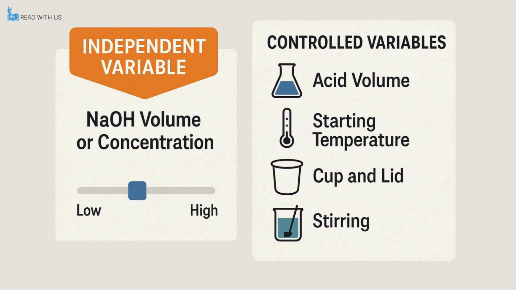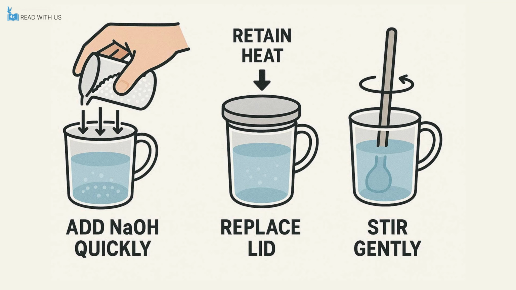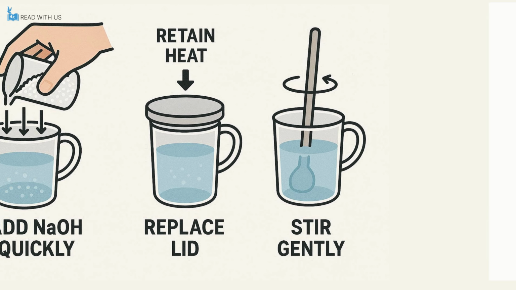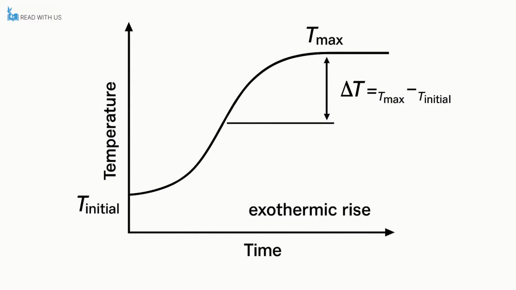variable we changed. Next, you see the sodium hydroxide measured and added quickly to the acid. The lid is replaced immediately, and the mixture is stirred gently so heat is retained and the reaction mixes uniformly. The display trace rises to a peak, and we read the maximum temperature and calculate the temperature change using delta T equals T max minus T initial, which shows the exothermic nature of neutralization.